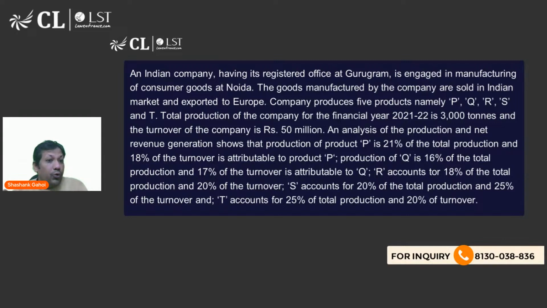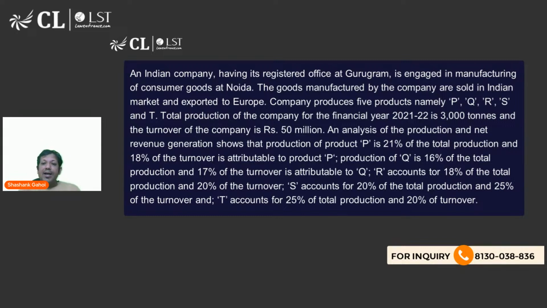And 18% of the turnover. So basically, what is the turnover? Turnover is 5 crores, and 18% of 5 crores is going to be how much? So it is going to be 90 lakhs. Then the production of Q is 16% of total production. So 16% of what? 16% of 3,000 tons and 17% of the total turnover.